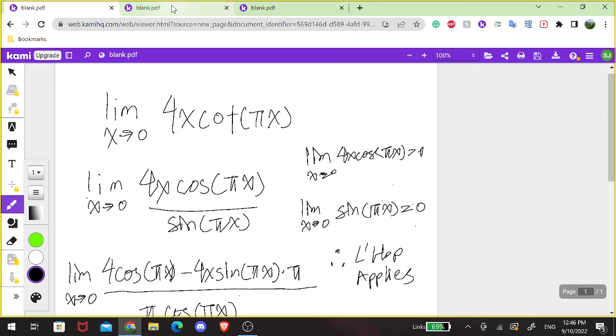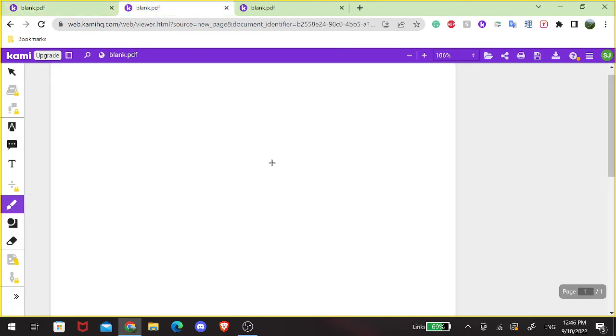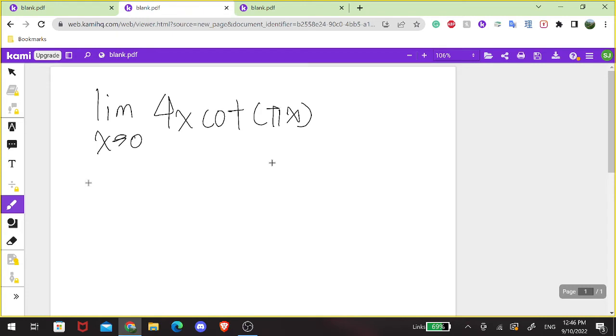Okay, now if you didn't learn L'Hopital's principle, here is a more complicated way to do it. The first step remains the same, right? First, we make life easier on ourselves by rewriting this as 4x cosine pi x over sine pi x.